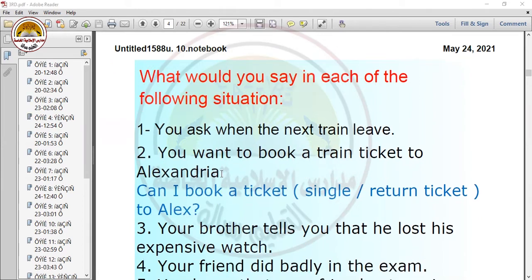Number two, you want to book a train ticket to Alexandria. What would you say? Okay. Can I book a ticket? Very good, Ahmed. If he said single or return, you can say single or return ticket to Alexandria. Very good.